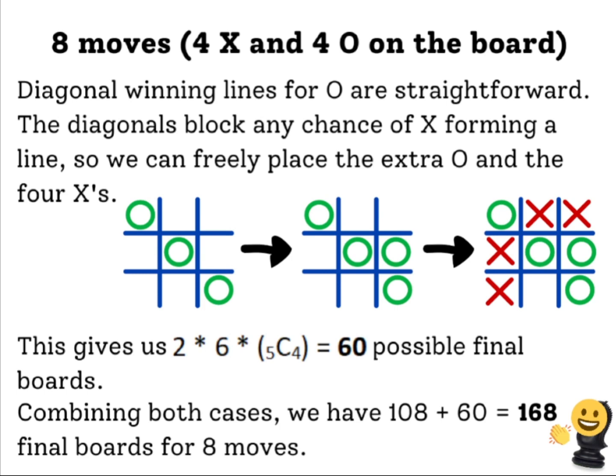Diagonal winning lines for O are straightforward. The diagonals block any chance of x forming a line, so we can freely place the extra O in the 4 x's. This gives us 2 times 6 times 5 choose 4 equals 60 possible final boards. Combining both cases, we have 108 plus 60 equals 168 final boards for 8 moves.